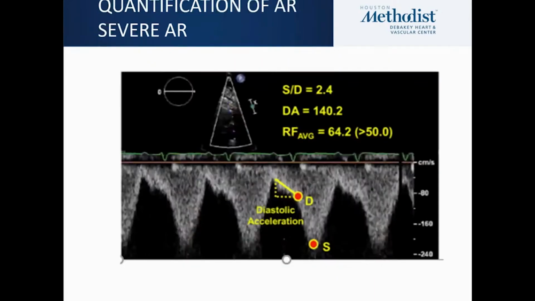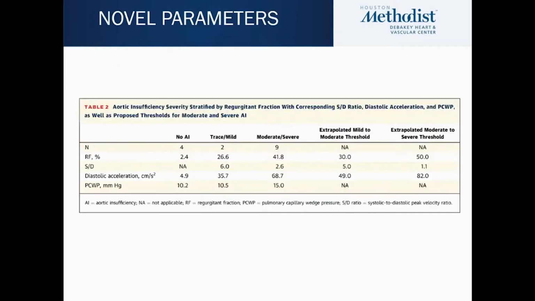What they did was look, in a well-aligned outflow cannula, at the diastolic acceleration and the systolic to diastolic ratio, and this was correlated with the regurgitant fraction. If you look at this table from the same paper, in patients with trace or mild AI, the systolic to diastolic ratio was elevated, 6, and the diastolic acceleration was around 35.7. When people had severe AI, the diastolic acceleration was 68.7, the systolic to diastolic ratio was around 2.6, and that correlated with a regurgitant volume greater than 40.